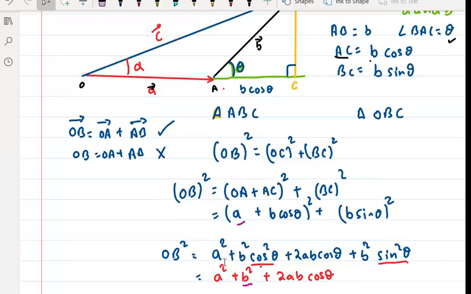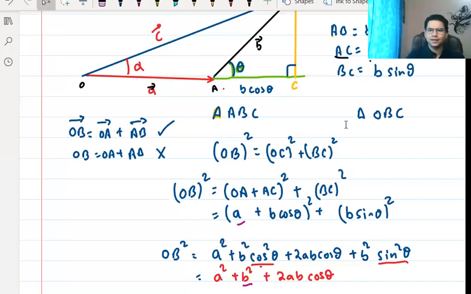So it is a square plus b square cos square theta plus 2ab cos theta. Yes or no? (x plus y) whole square is x square plus y square plus 2xy. This is the identity we have been studying since class 8. Plus (b sin theta) whole square is b square sin square theta.